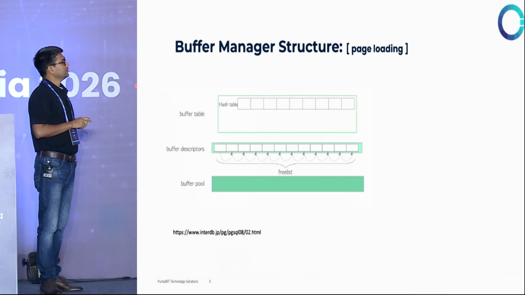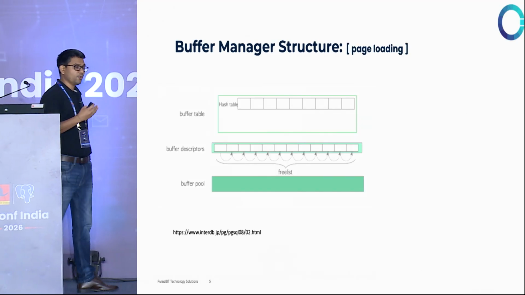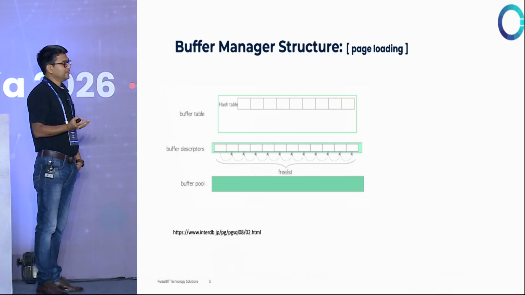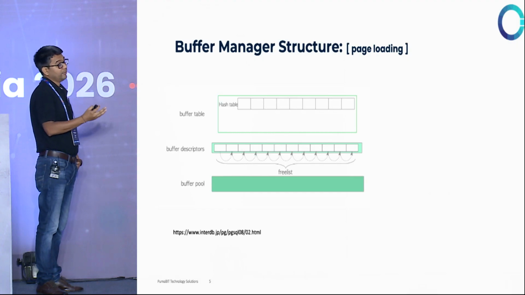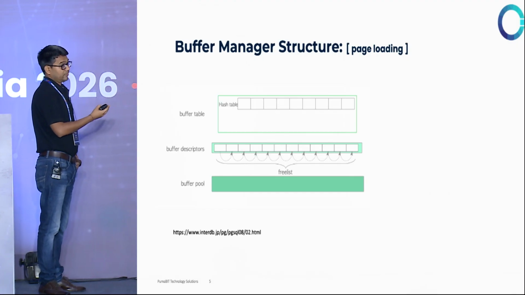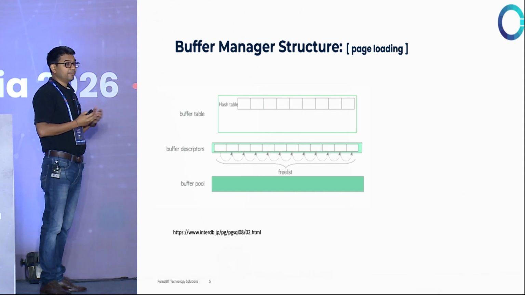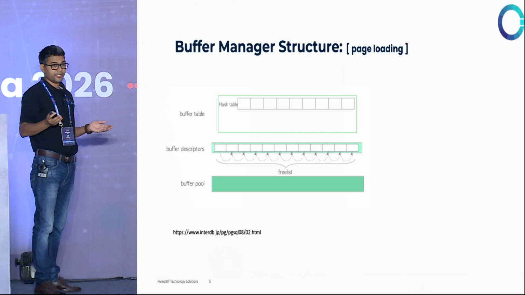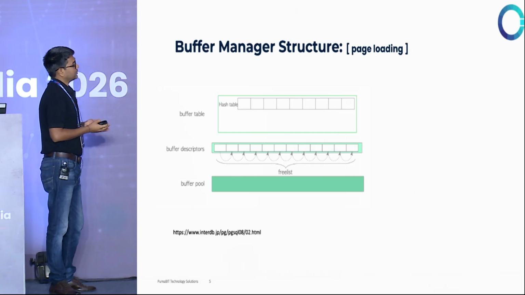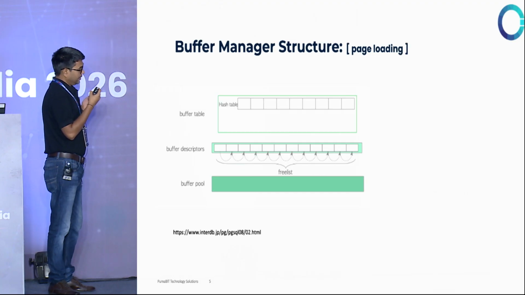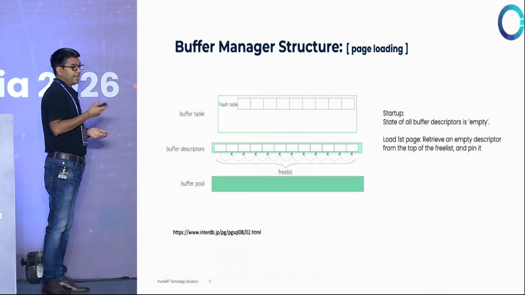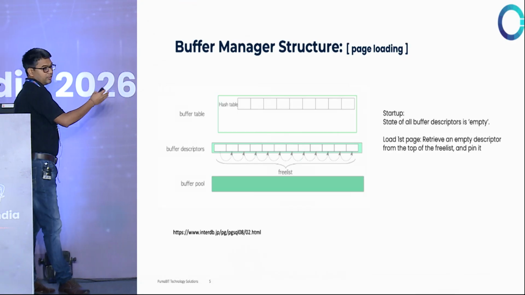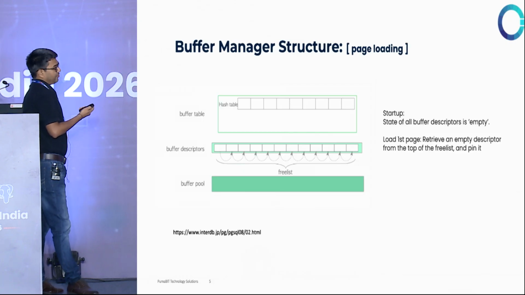So the question comes: when PostgreSQL starts, how does it look? When the database is running, we have the pages and all those things, but when your database starts, this is how it looks. There is a free list, and empty buffer descriptors and empty slots are loaded into memory, according to whatever memory you assign to your shared buffer. Immediately after that, the first page is marked as pinned and gets the buffer tag and buffer ID, and that's how the memory operation starts in the buffer manager.